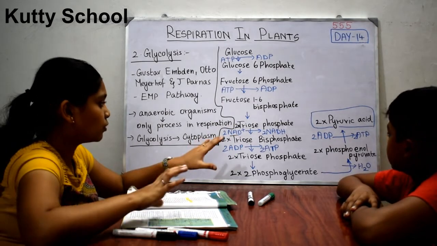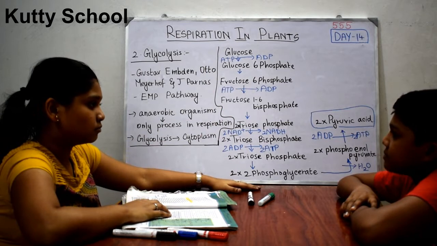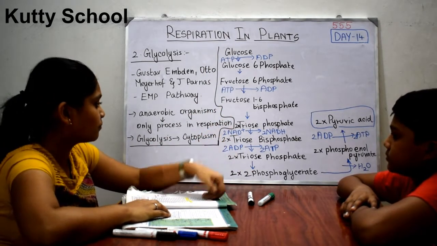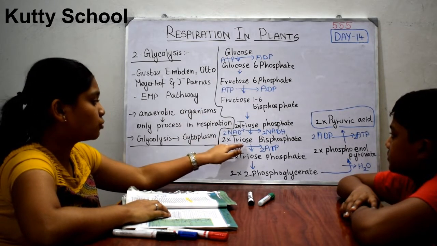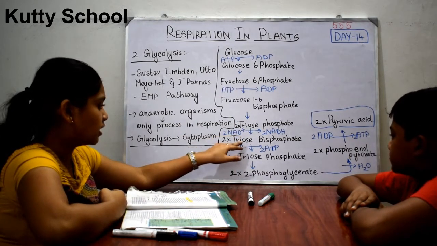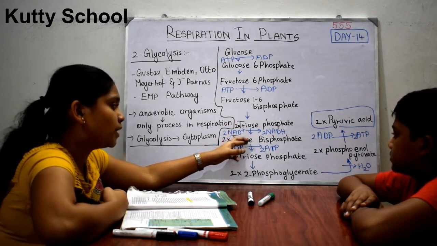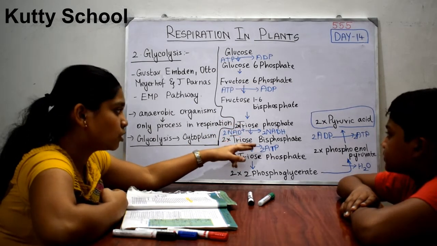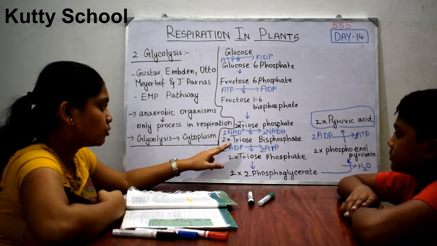It is divided into 2, and each reaction yields pyruvic acid. So from here all the reactions become 2 into. So 2 into triose phosphate becomes 2 into triose bisphosphate, which is known as 1,3-bisphosphoglyceric acid. With this, 2 NAD plus is converted to 2 NADH. So 2 molecules of NAD are transferred to 2 NADH.